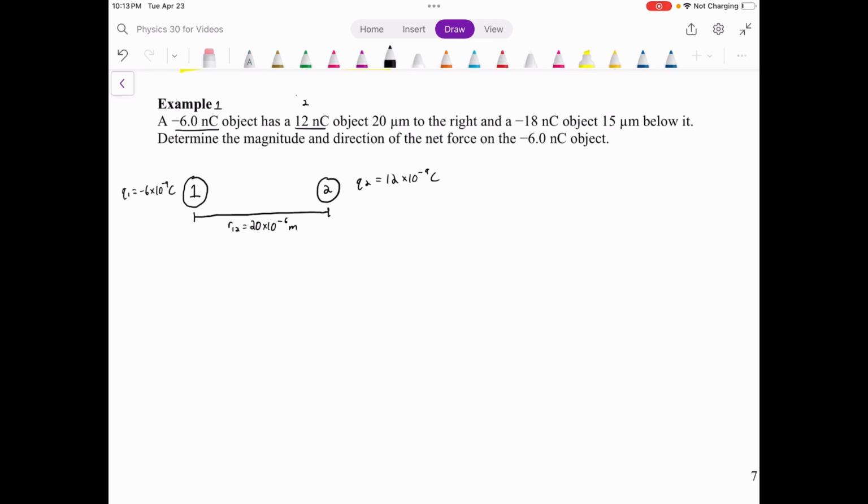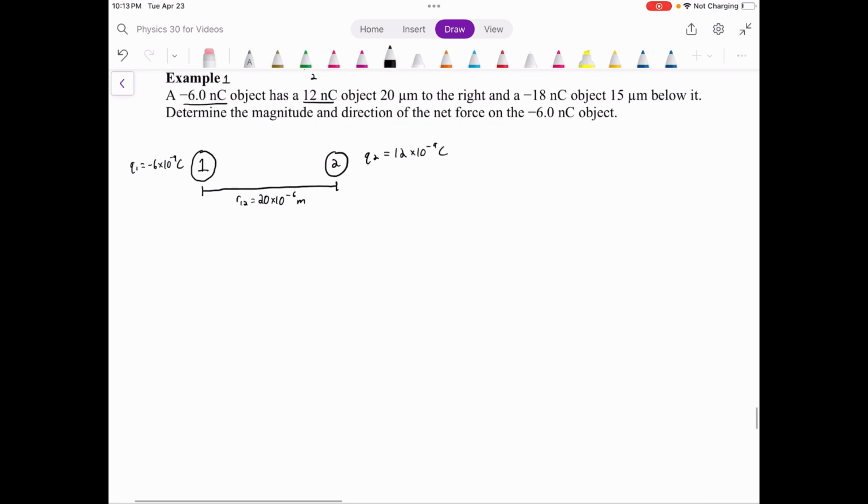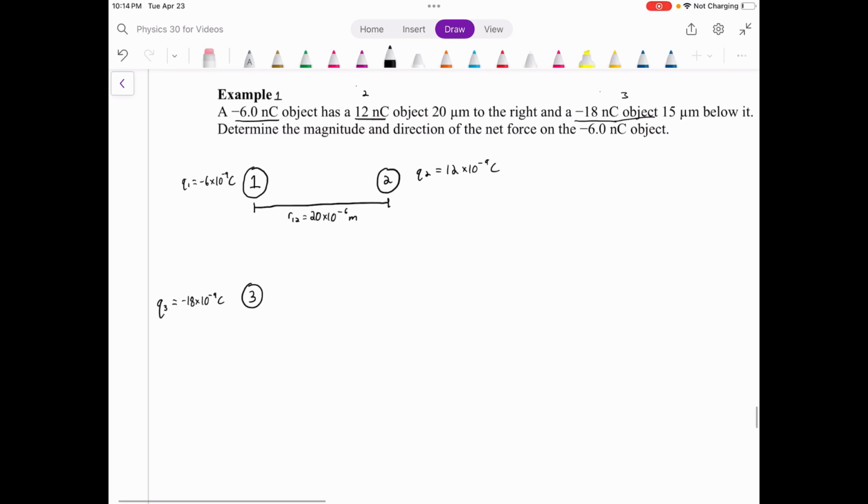All right, but that's not all, because then there is a -18 nanocoulomb object 15 micrometers below this. Okay, so let's add that to our diagram. So there it is below, and it's below by a distance of what we'll call R13, going to call that charge 3. 15 micrometers. So 15 times 10 to the negative 6 meters.